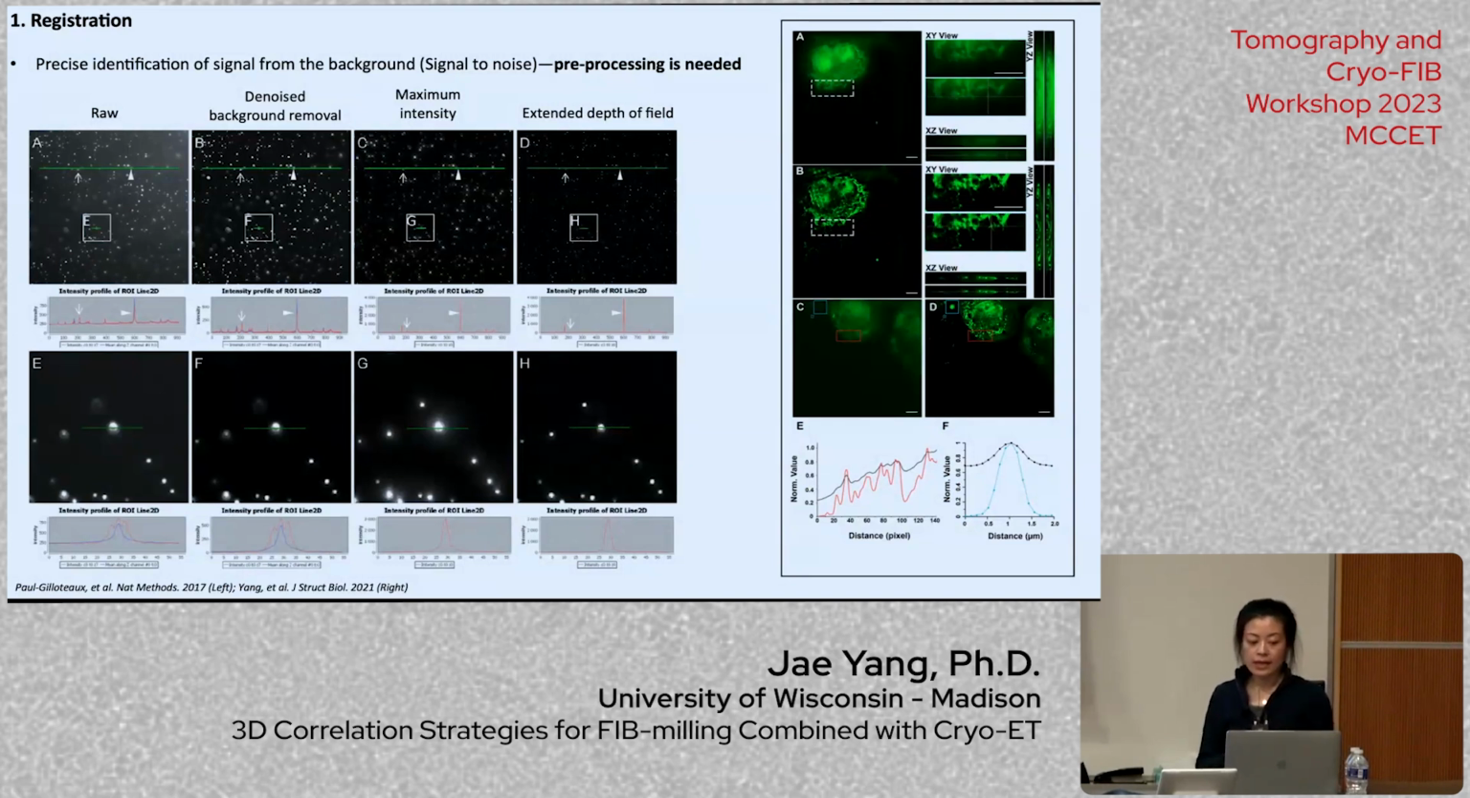In this case, you need to denoise your background, and then you can do some maximum intensity projections on top of the denoising and background removal. Then you can do other processing like extended depth of field to clean up the peaks. The cleaner the peaks are, the more precisely you can pinpoint where your coordinate is. And this cleaning is important not just for the registration. You can also see that with a cleaned background, you can identify your ROI more easily.